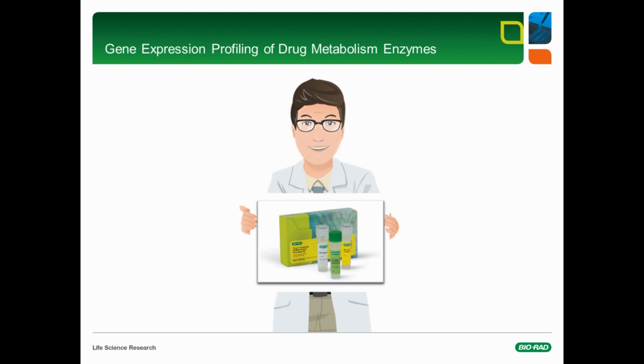Here, we demonstrate the utility of using a one-step RT-qPCR kit to investigate phase 1 drug metabolism enzymes using a set of known inducer compounds. To this end, we screened hepatocyte-like cells for the induction of 7 cytochrome P450 family enzymes in response to a single concentration of 6 compounds.